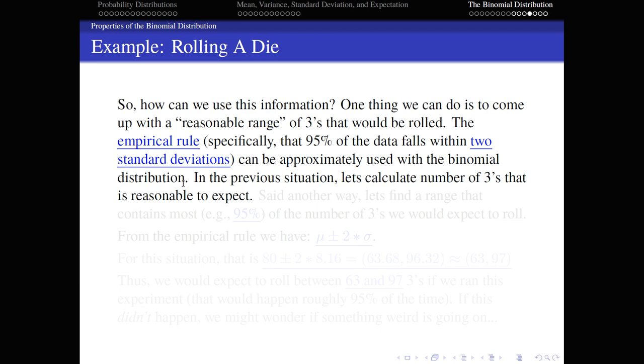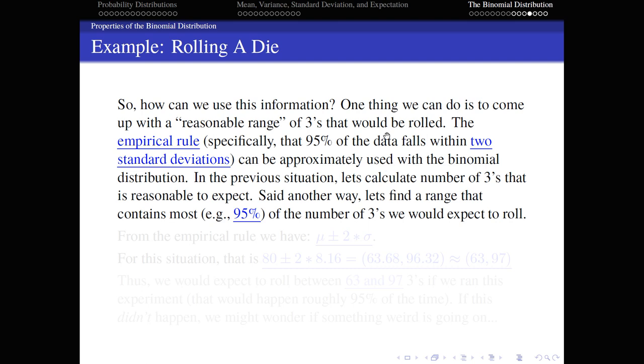In the previous situation, we had 80 threes, that was our mean, but then we said there was a variability there. So now what we're going to do is calculate a range that we'd expect 95% of these values to fall within. So in this case, from this empirical rule, we want 2 standard deviations below the mean, that's mu minus 2 sigma, and 2 standard deviations above the mean, that's mu plus 2 sigma.